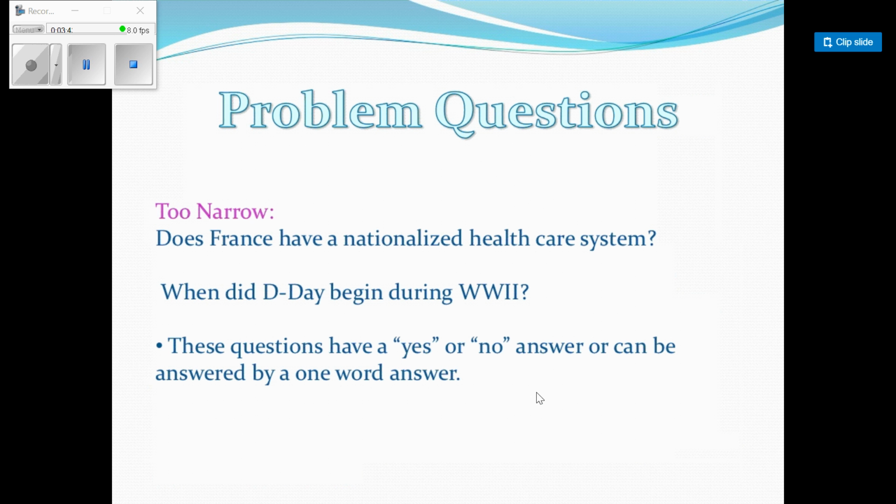Let's look at some problem questions. These are examples of questions that are what we call too narrow. They're not big enough. These are questions that are going to have yes or no answers or something that can be answered in one word. Like, does France have a nationalized healthcare system? Yes. When did D-Day begin in World War II? You can just tell me the year. You can tell me the exact day. It's a very short answer. It doesn't really need a lot of research. It is a narrow question. We don't want narrow questions.